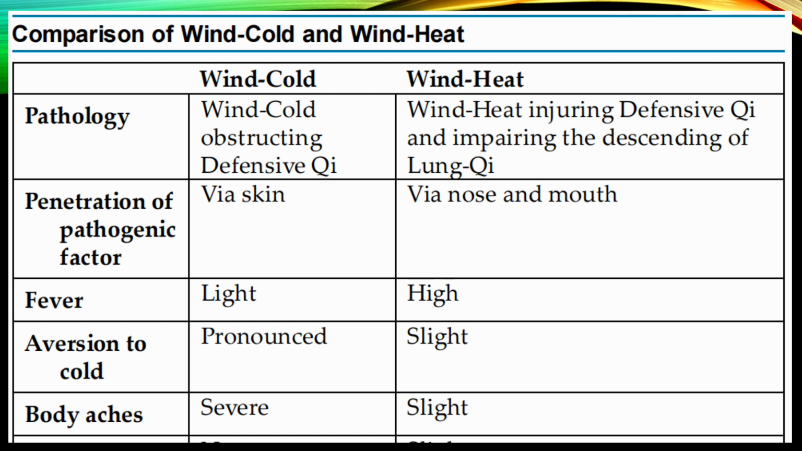This table will show us the comparison of wind cold and wind heat. For pathology, in wind cold we have wind cold obstructing the defensive qi, and in wind heat we have wind heat injuring the defensive qi and impairing the descending of lung qi. Penetration of pathogenic factor in wind cold is via the skin. Penetration of pathogenic factor in wind heat is via the nose and mouth.